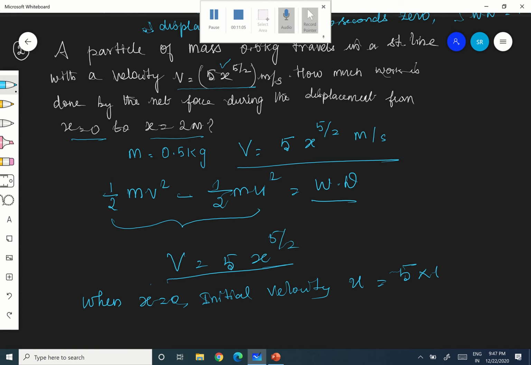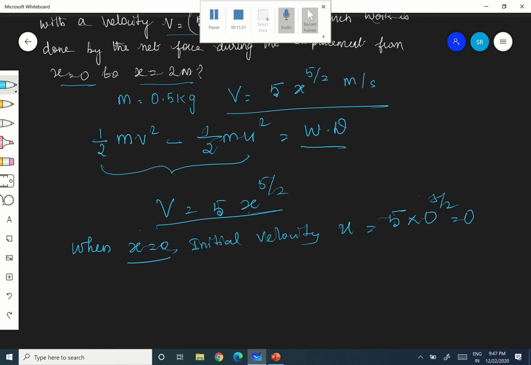When x equal to 0, initial velocity u is equal to 5 times 0 to the power 5 by 2. Therefore, that is equal to 0. Initial velocity is 0. Hope you are following. When x equal to 0, u is also equal to 0. Why? By using this relation, because the velocity changes with the distance like this, with respect to the expression v is equal to 5x^(5/2). With x equal to 0, u is equal to 0.